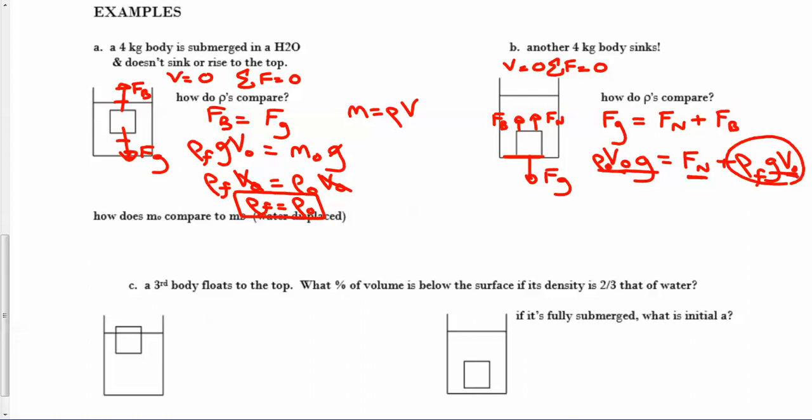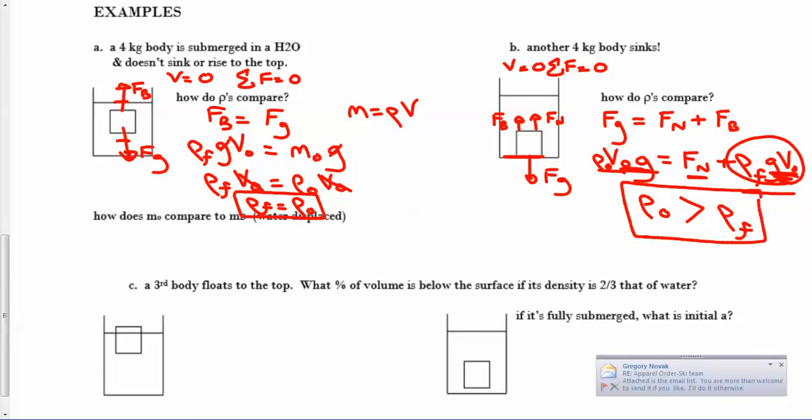And since the 2 parts of that quantity are the same as the 2 parts over here, if I'm adding something to the term on the right here, then the density of the object has got to be greater than the density of the fluid, which you guys already know. If it sinks, then we can conclude that. But here's why we can conclude that.